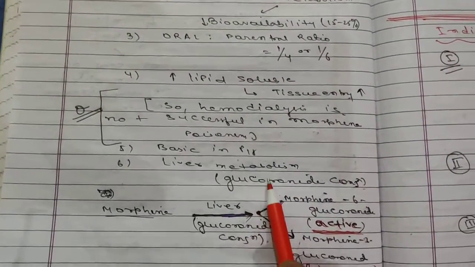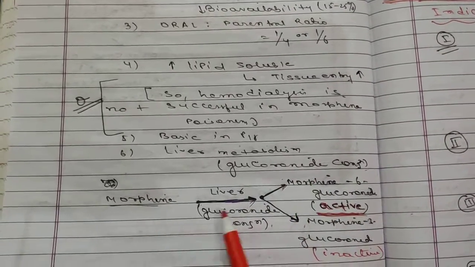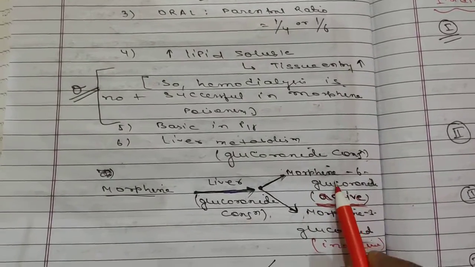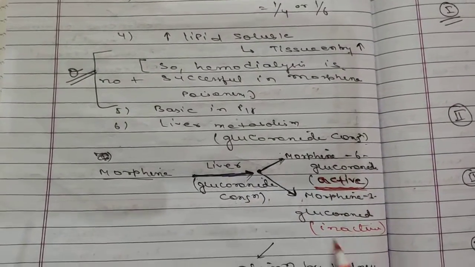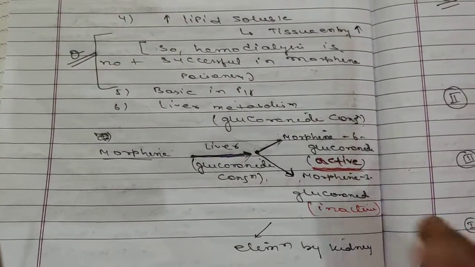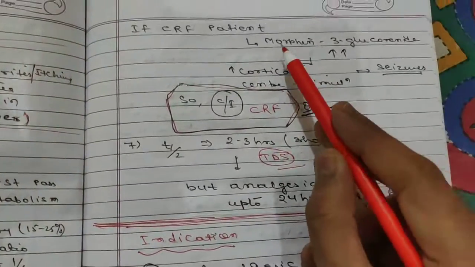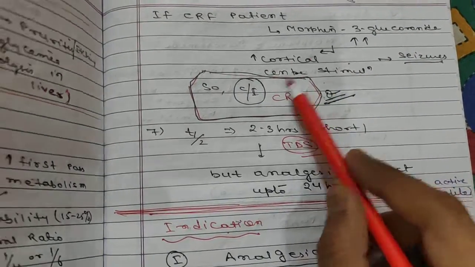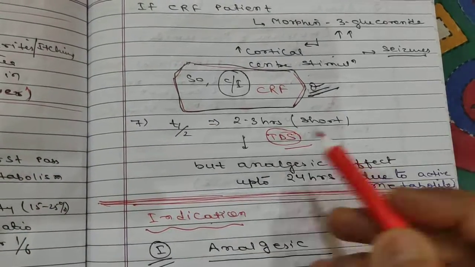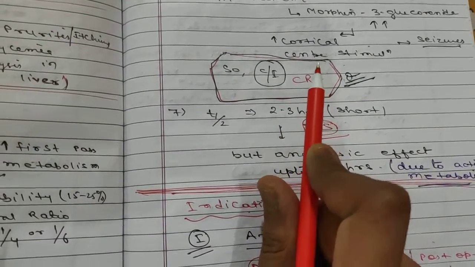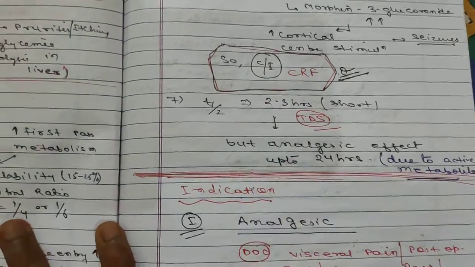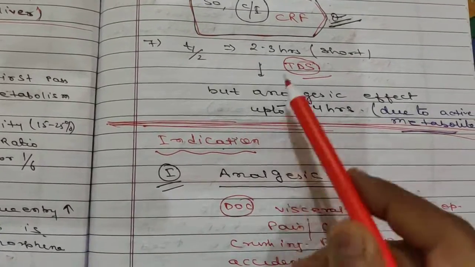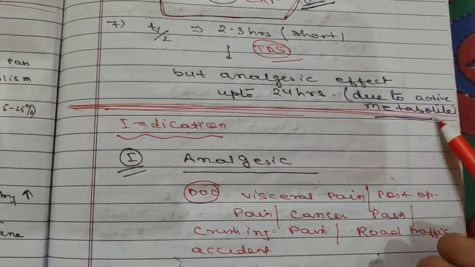Basic in pH, liver metabolism is involved through glucuronide conjugation. So morphine in liver undergoes glucuronide conjugation and is converted to morphine 6 glucuronide. This is the active form, and morphine 3 glucuronide, this is the inactive form. Okay, and this inactive form is eliminated by kidney. So in CRF patient, morphine 3 glucuronide will increase, and that will cause increased cortical center stimulation, and that can cause seizures. So morphine is contraindicated in CRF. Mind it, morphine is contraindicated in CRF due to this reason. T half is 2 to 3 hours. Okay, so short acting, but its analgesic effect is up to 24 hours due to its active metabolites.